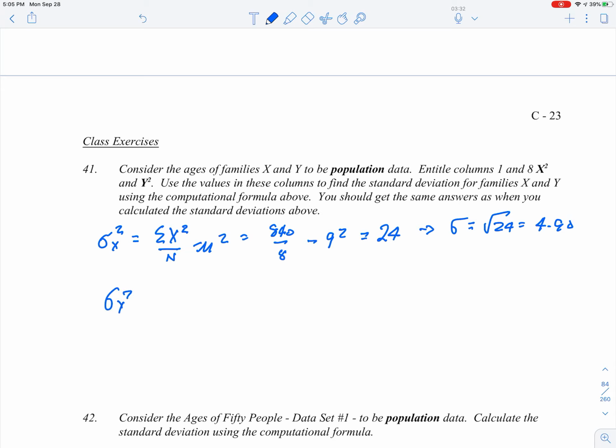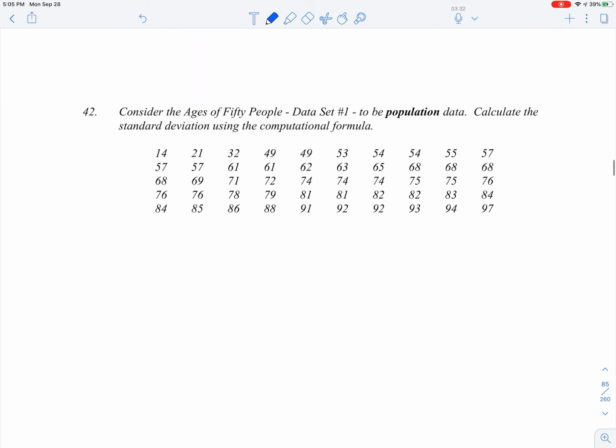And then let's do the same for the y's. The sum of the y squares over n minus the mean of the y's squared. The mean is not over n, it's outside. That comes to 752 over 8 minus 9 squared, since it also had a mean of 9. And that comes to 13. So sigma is equal to the square root of 13, which is 3.61, right? This is for the x's, this is for the y's. There you go.